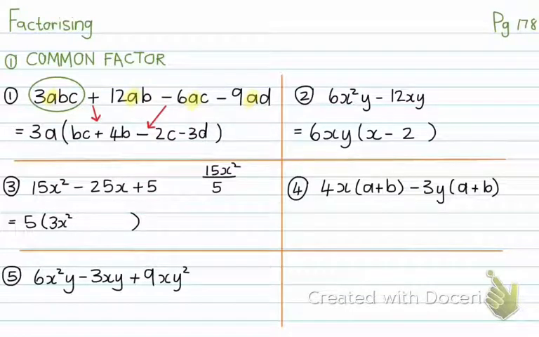Alright, now I take the second term. I keep the negative there. The second term, which is 25x, and I divide it with the common factor that I took out, which is 5. And 25 divided by 5 is 5, and the x will also be left. And I keep the sign, and here guys, this is very important. You take the last term, which is 5, I'm going to write it here.